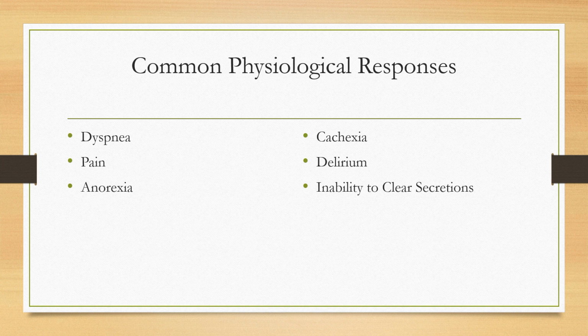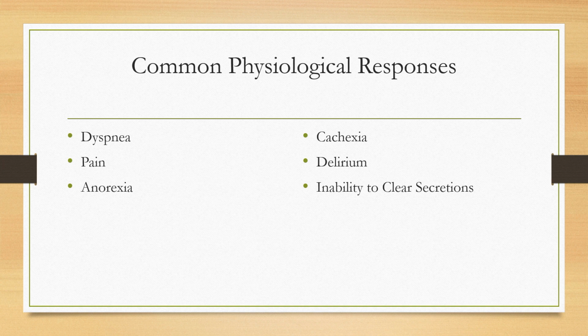Changes in routines, such as having family meals, can also result in anorexia. As a patient nears the end of life, the desire to eat changes. This can result in changes in weight and muscle wasting. As anorexia progresses, the body will enter a catabolic state, and supplementation with gastric or IV nutrition will not increase the patient's body mass.